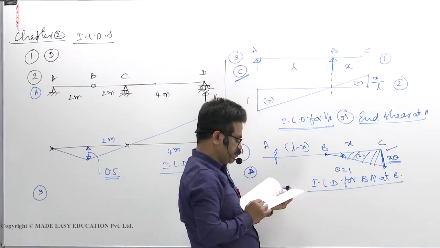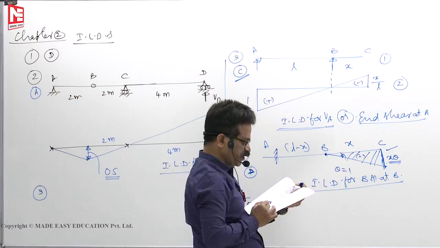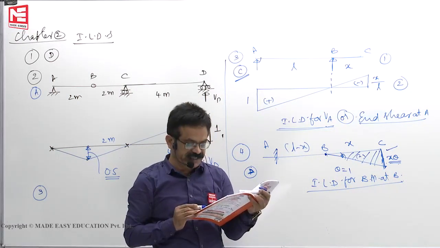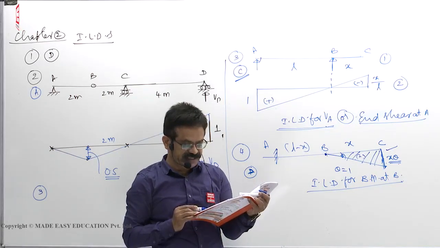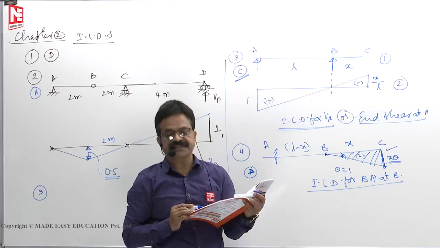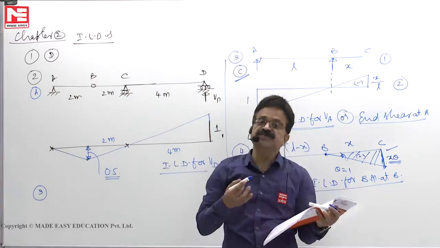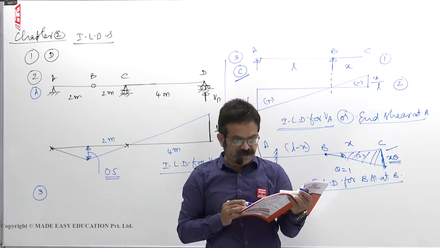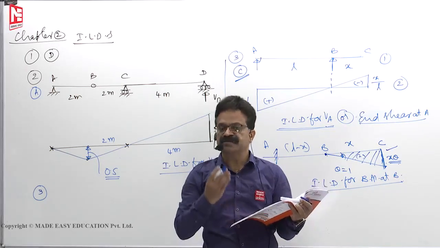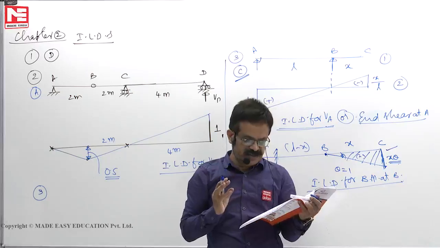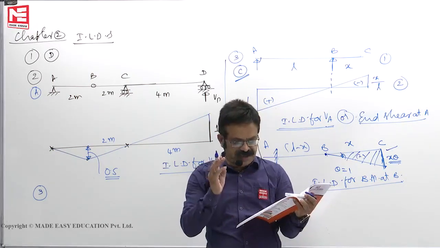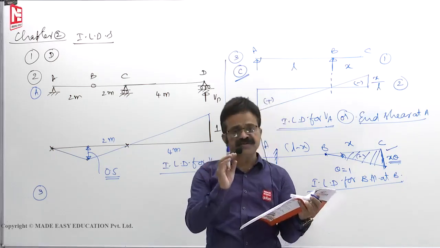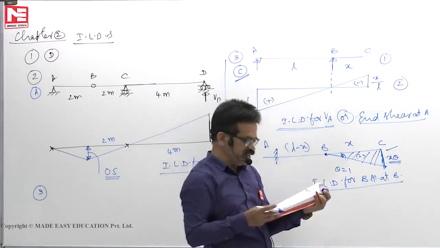Muller-Breslau's principle is applicable to get the influence line for which one of the following? Reaction at the ends of a simple beam, correct. Bending moment at a section, correct. Shear force at a section, correct. Forces and moments at any section, also correct. Then which one is more correct? You can find reaction, bending moment, shear force. More correct is forces and moments, because force means you can include shear force. So not just bending moment, not just shear force, it is applicable to find forces and also moments. So more correct is D.